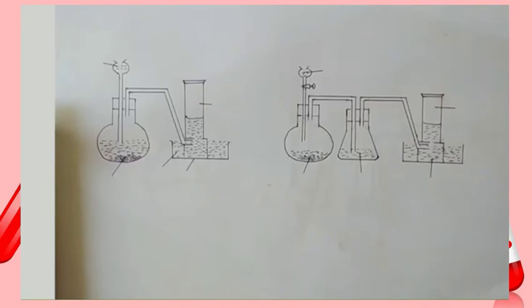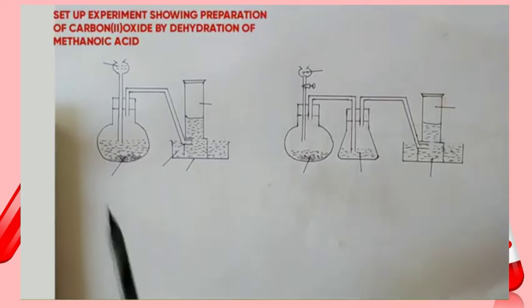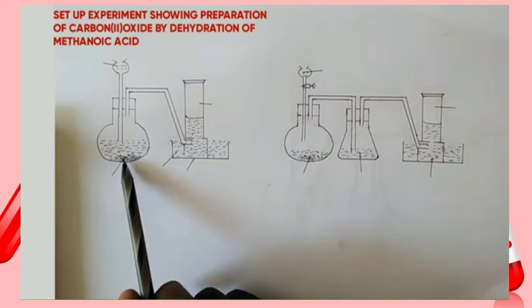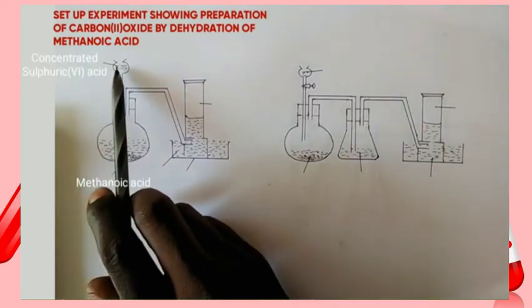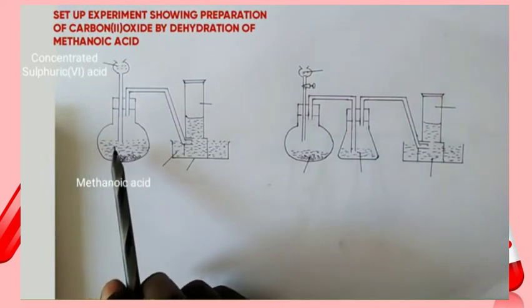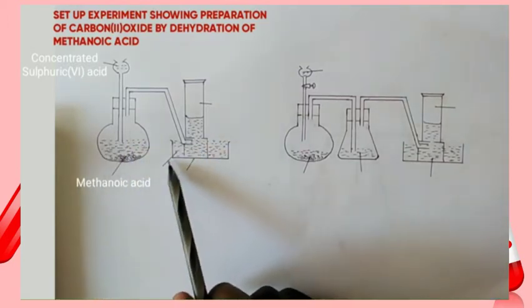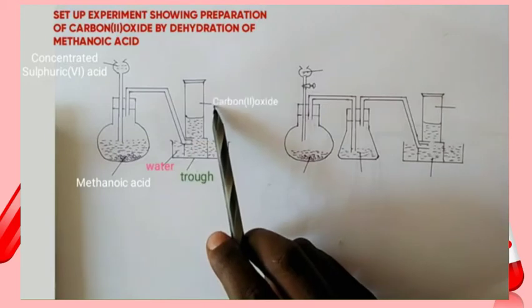Below shows preparation of carbon II oxide by dehydration of methanoic acid. So the first diagram here is by dehydration of methanoic acid. You place methanoic acid here, and you place concentrated sulfuric acid here. Now once the gas is prepared, you are told not to collect the initial sample of gas because it is impure, that is, it is mixed with air originally in the flask. After the gas is prepared, it is collected by the over water method here. So this is water, this is a trough, and this is the gas here, carbon II oxide.